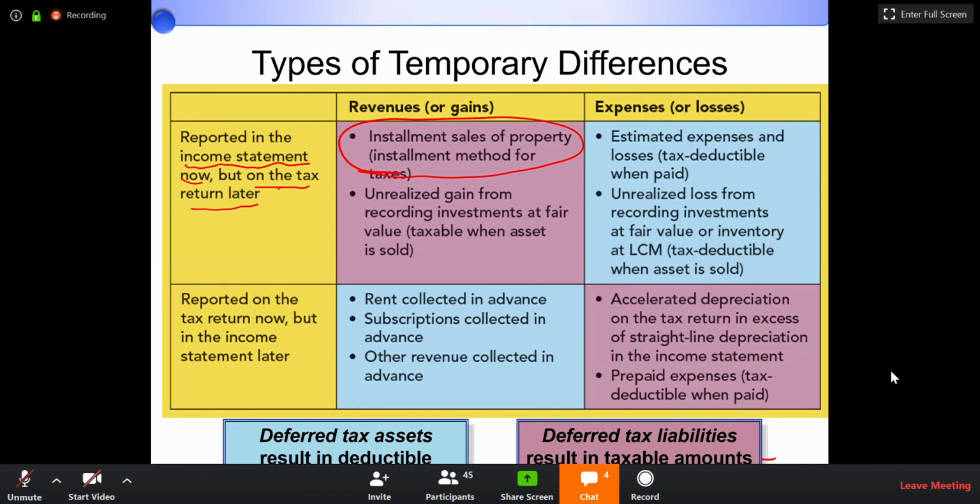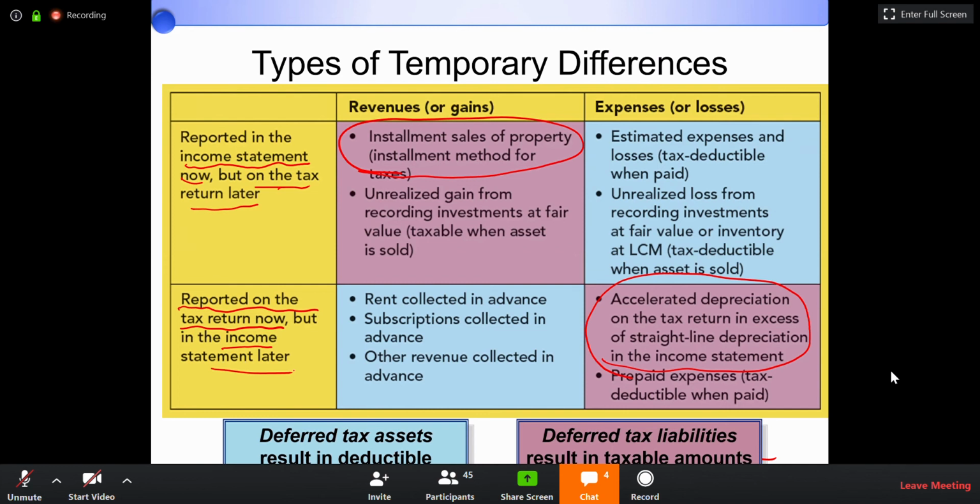Okay, and another situation is this situation. We're going to talk about the expenses. Those expenses are reported on the tax return right now, but in the income statement later. Because they are reported in the tax return, taxable income is going to deduct those amounts, right? So taxable income will be less than accounting income. So accounting income greater than the taxable income, then you have future taxable amounts.